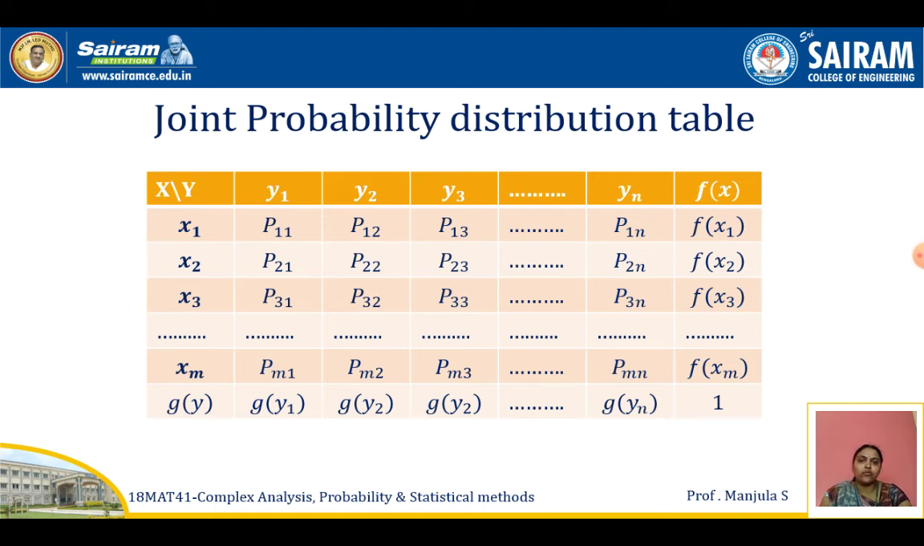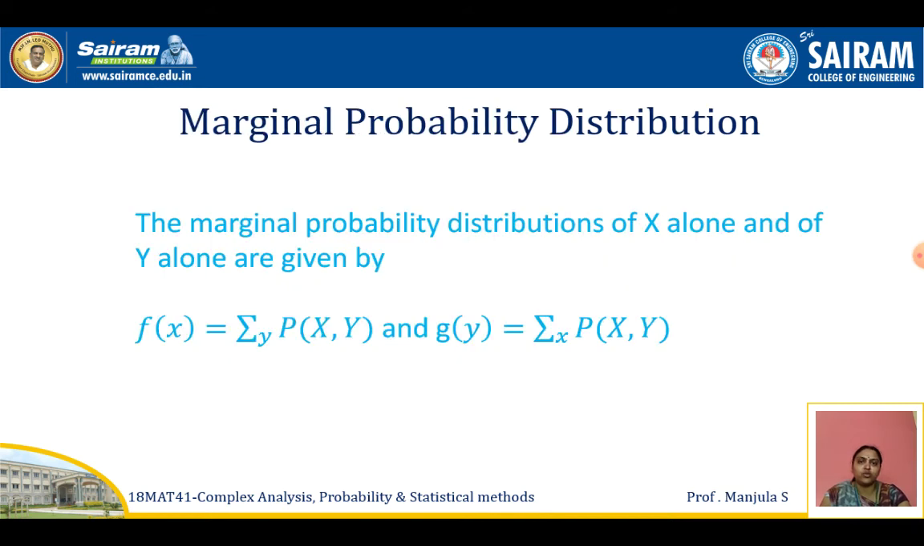If you go row wise, adding the probabilities P11 plus P12 and so on, you get the value of f of x1. Similarly the second row gives f of x2, and so on up to f of xm. Column wise, if you add P11 plus P21 and so on up to Pmn, you get the value of g of y1. So the last column and the last row, if you add them, you should get 1. So this is joint probability distribution.